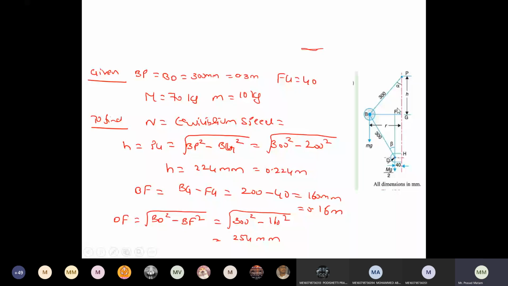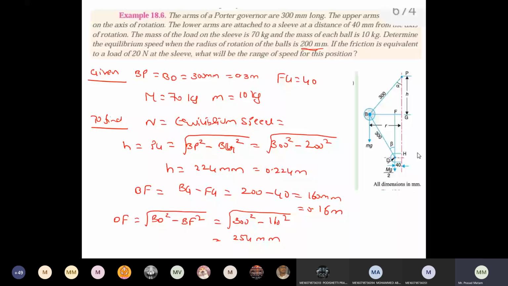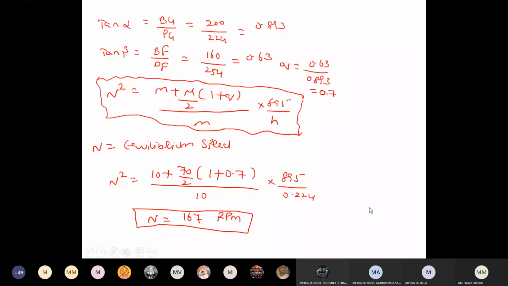Now, this one radius is called the equilibrium radius. What is meant by equilibrium? Can anyone answer? Average of maximum plus minimum by 2. Equilibrium is nothing but the average of the maximum radius plus minimum radius by 2. Okay, that is the equilibrium radius. So at the equilibrium radius only I am finding the equilibrium speed. So this N is my equilibrium speed.